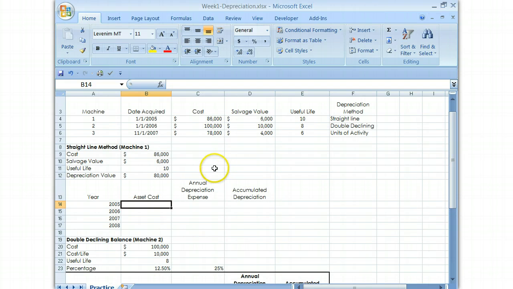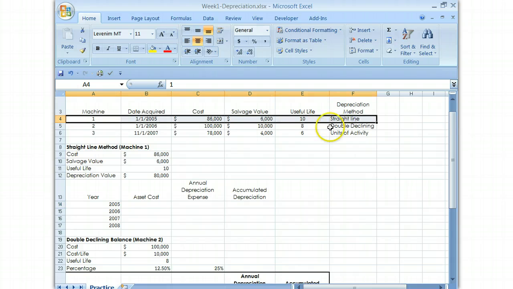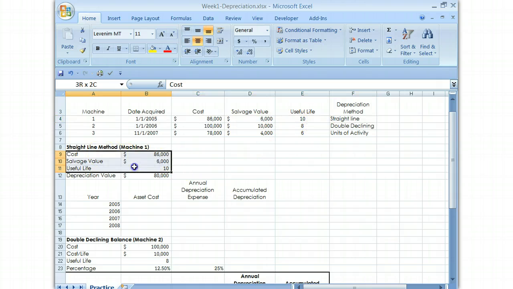So for machine number 1, we're going to be looking at straight line. And with this machine that was purchased at $86,000, it's expected to have a salvage value of $6,000 and a useful life of 10 years. So we've got all of our information set up for our problem. So the first thing that we need to do is find out the depreciable cost of this machine.